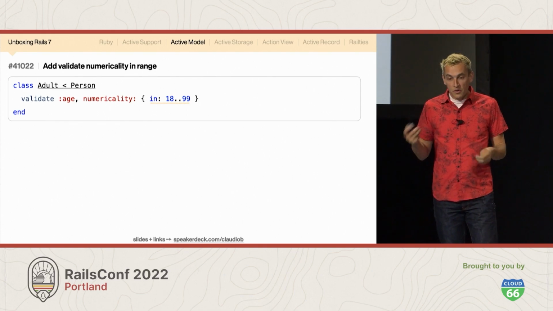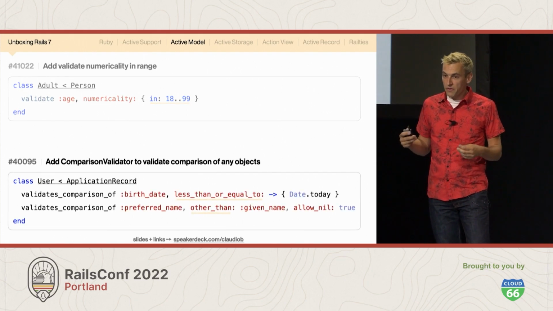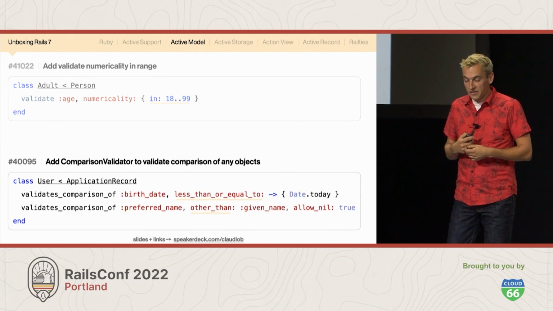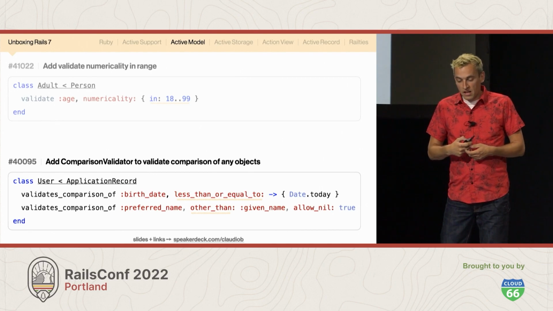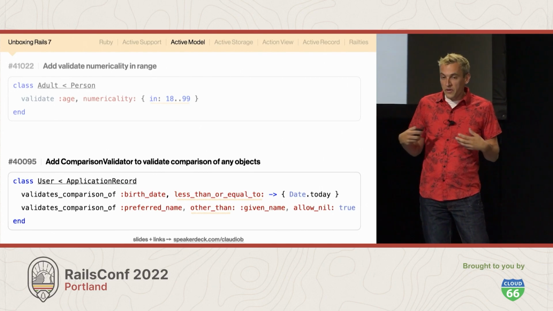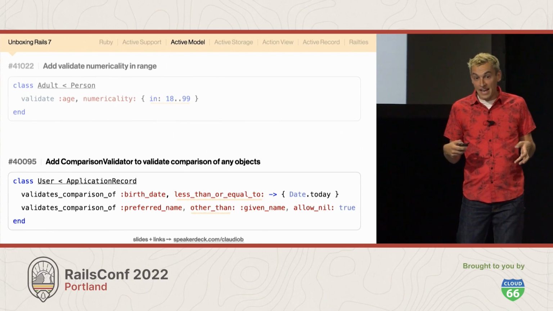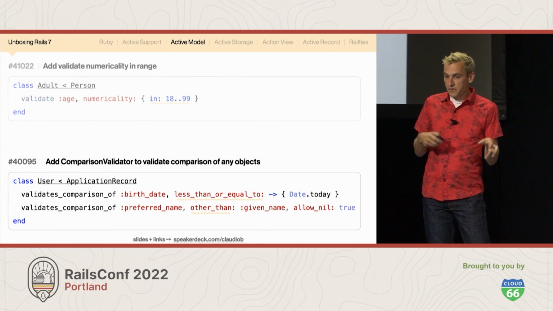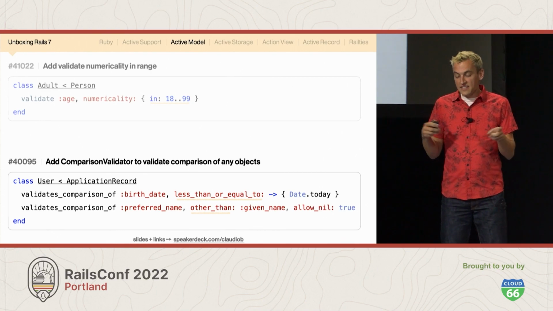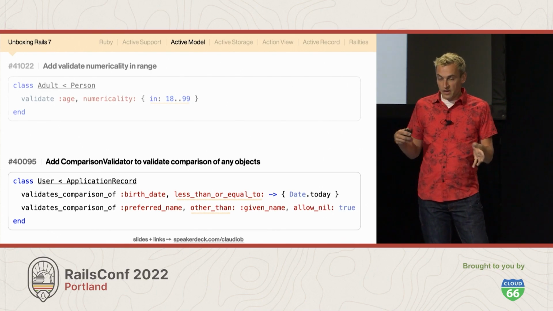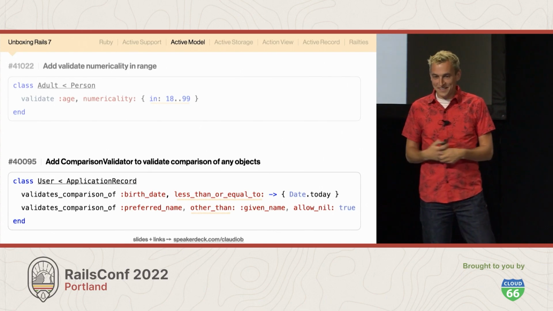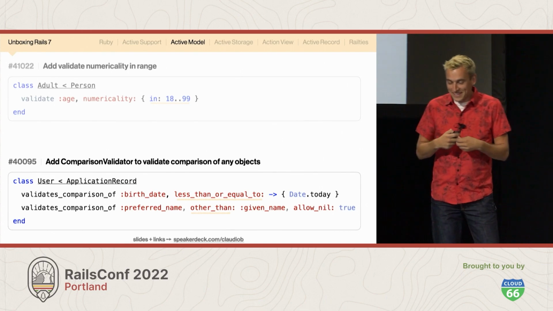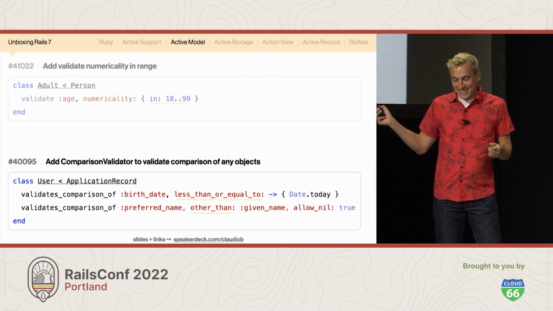There is also a new validator, which is very powerful. It's called comparison validator, and I'll explain it with this example. Let's say you have a form where you ask your users what's their birth date. You want to make sure that their birth date is less than or equal to today. Otherwise, they would be born in the future, and they would be time travelers. And I don't know, there would be a paradox. So you can do that.